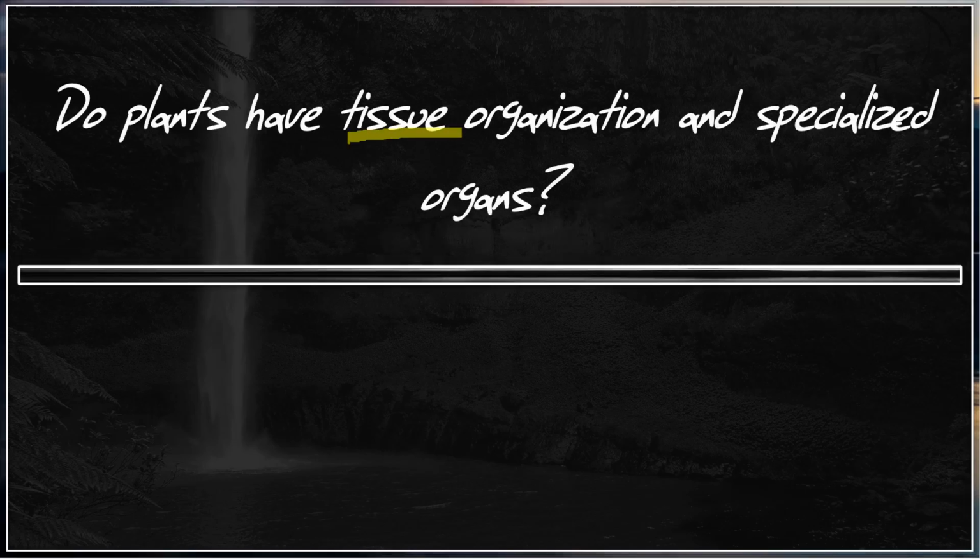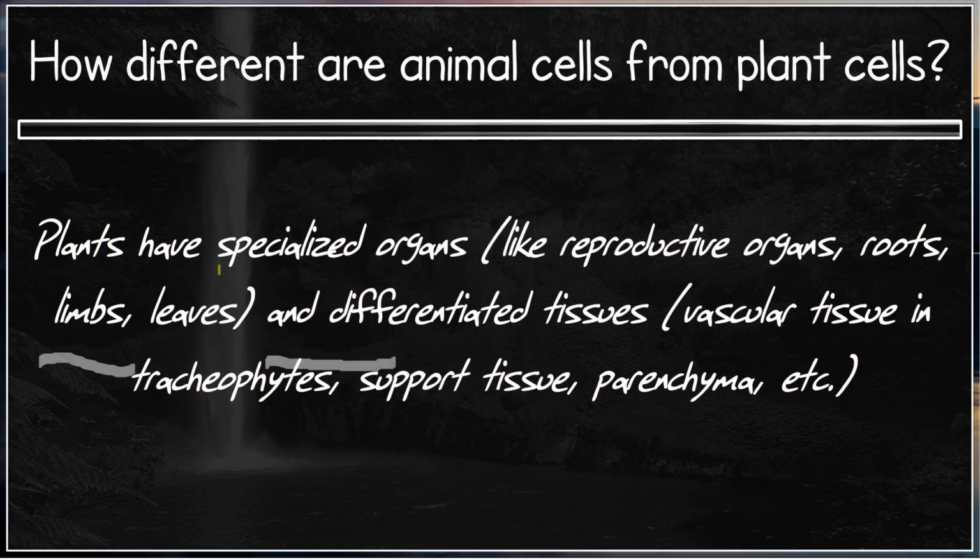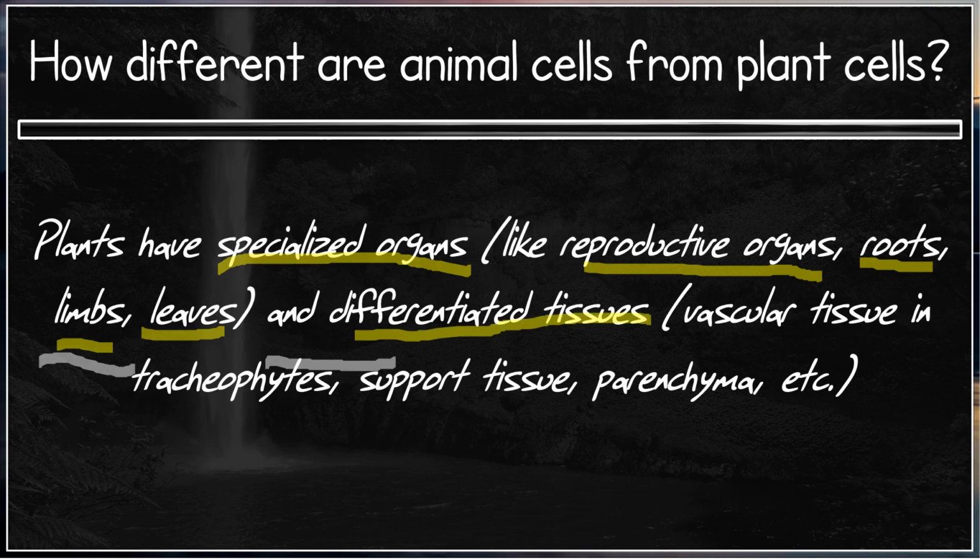Do plants have tissue organization and specialized organs? Plants have specialized organs like the reproductive organs, roots, limbs, leaves, and differentiated tissues, vascular tissue. In tracheophytes, they have support tissues like the parenchyma and many others.